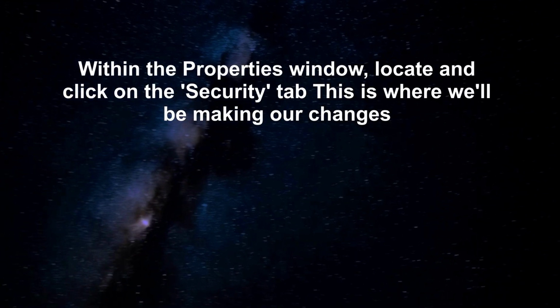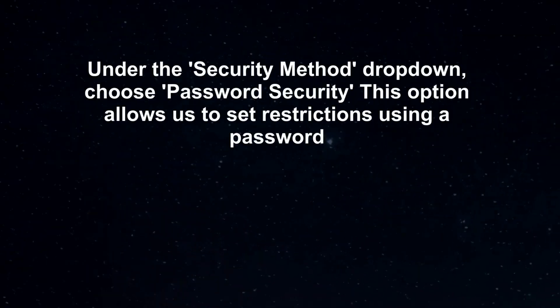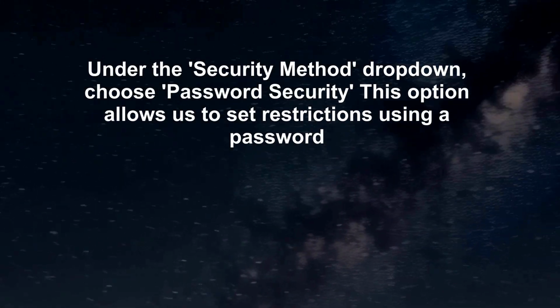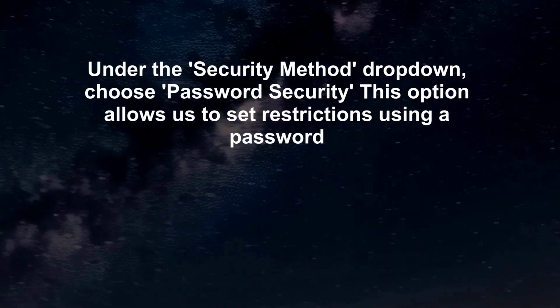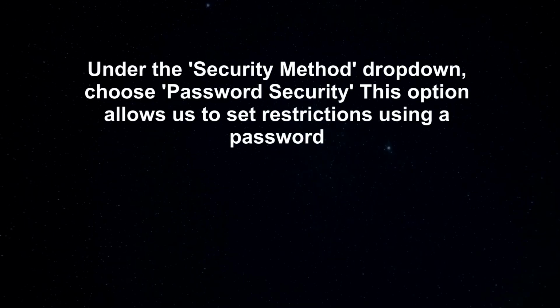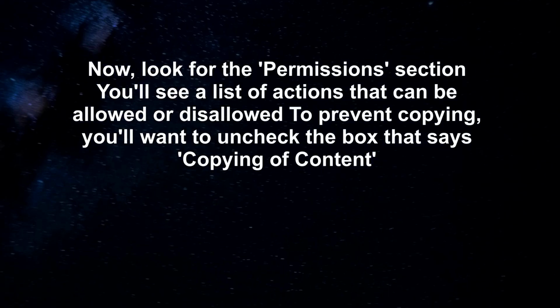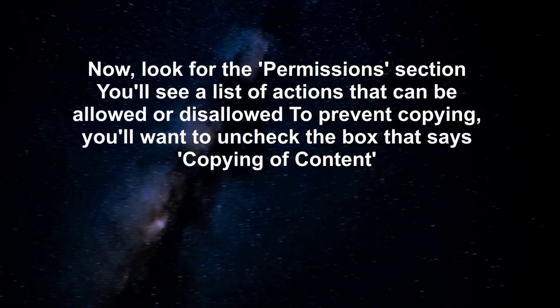Within the Properties window, locate and click on the Security tab. This is where we'll be making our changes. Under the Security Method dropdown, choose Password Security. This option allows us to set restrictions using a password. Now look for the Permissions section. You'll see a list of actions that can be allowed or disallowed to prevent copying.